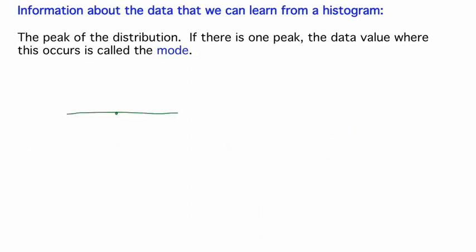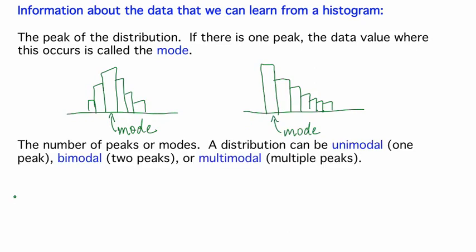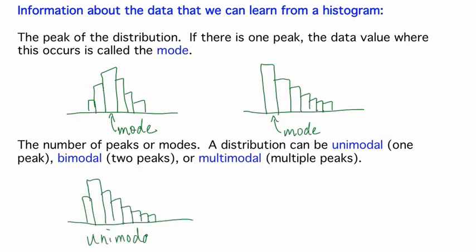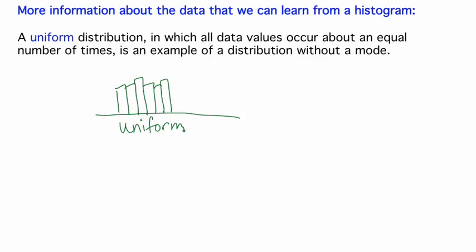From a histogram, we can get lots of information about the data. We can learn the peak of the distribution. If there is one peak, where it occurs is called the mode, corresponding to the most common bin of data values. We can learn the number of peaks or modes. A distribution can be unimodal, meaning it has one peak, or bimodal, having 2 peaks, or multimodal, having multiple peaks. A uniform distribution, in which all data values occur about an equal number of times, is an example of a distribution without a mode.